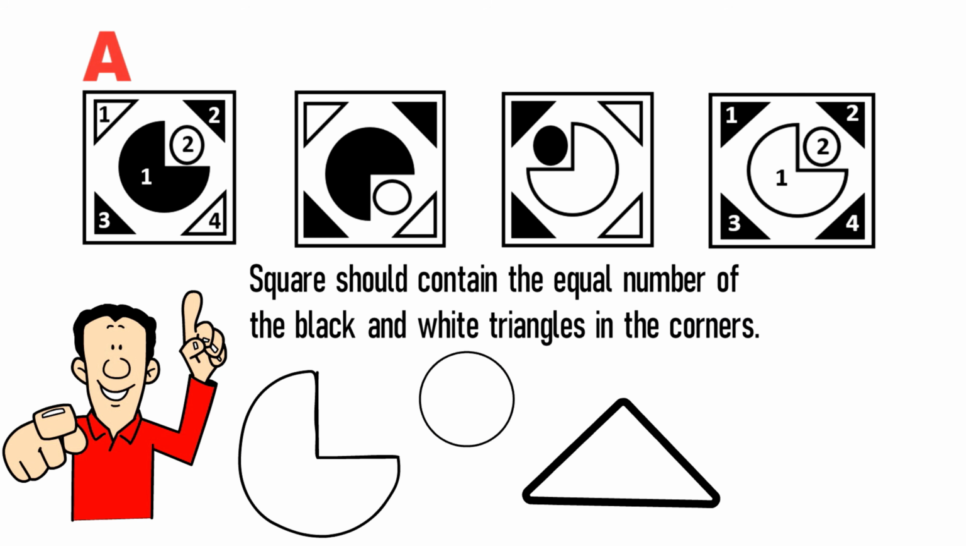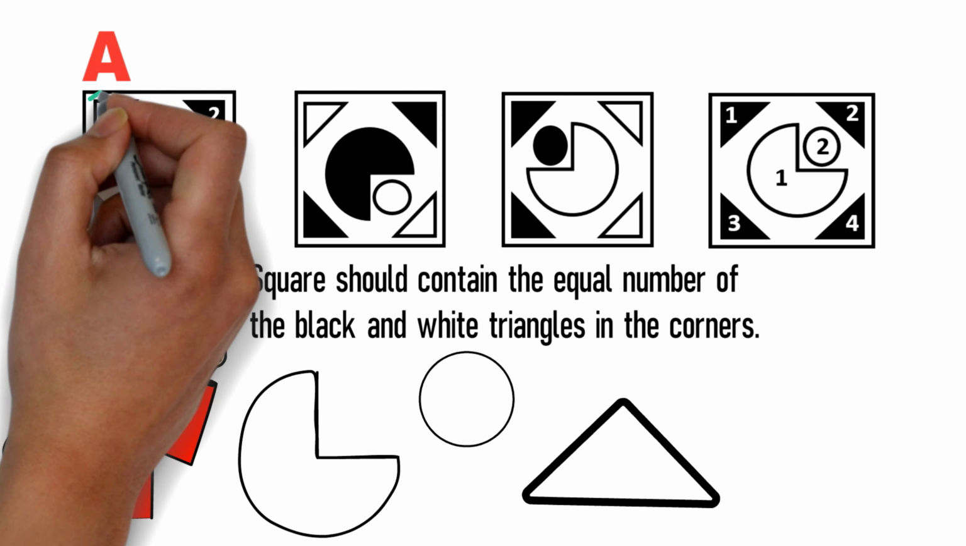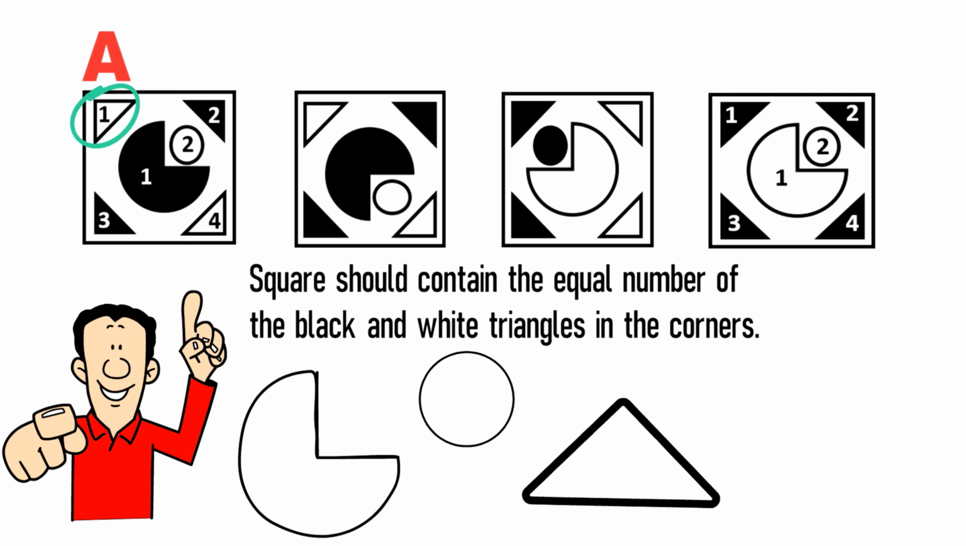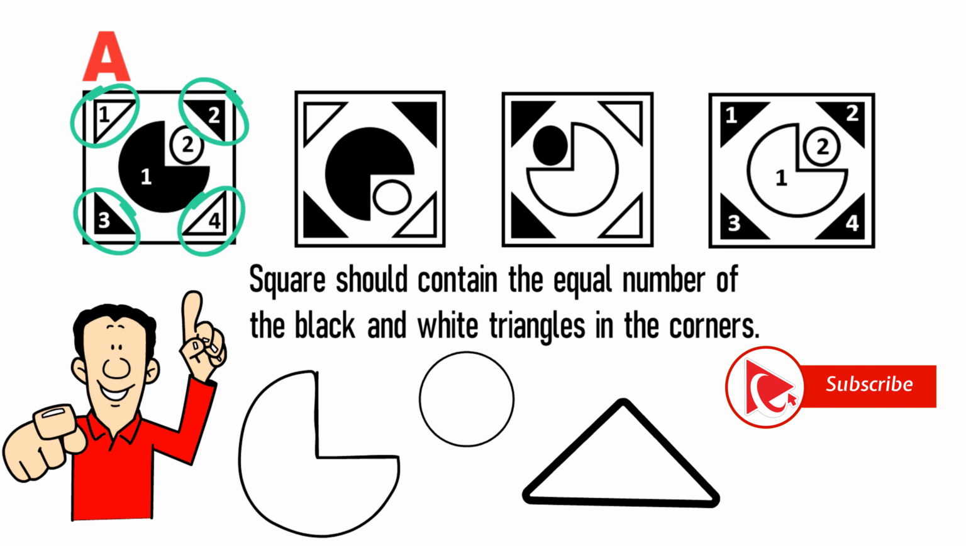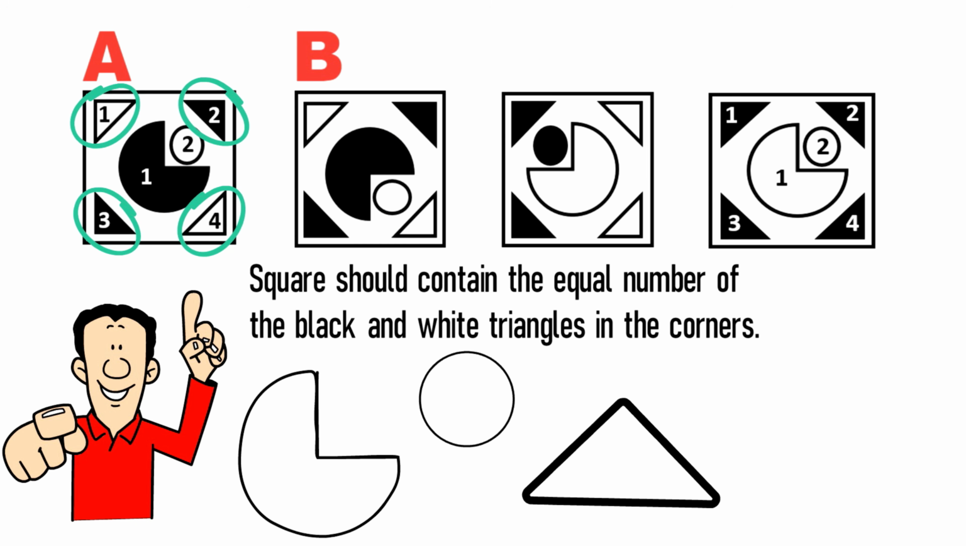Triangles in the square A are positioned diagonally across each other. White triangles are located in the upper left corner and in the bottom right corner, and black triangles are located in the bottom left corner and in the upper right corner. You can see that the same pattern exists in the shape B, two white triangles and then two black triangles, and in the shape C, two black triangles on the left and two white triangles on the right. But if we look at the choice D, you see that there are four black triangles in the corners.